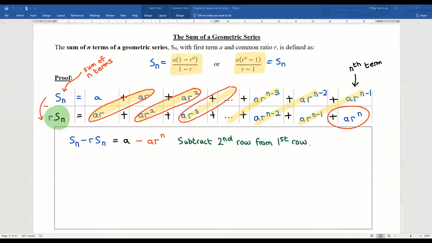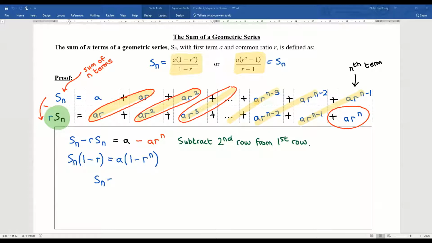That's all we've done. Okay, now it's starting to look a bit like the formula. If you look on the left-hand side, we can actually factor out the Sn part. So we've got Sn, and we can write that as 1 subtract R. On the right-hand side, I can factor out an A, so I'm going to have A multiplied by 1 subtract R to the power N. And then to get my sum that I wanted, I just divide both sides by 1 subtract R.